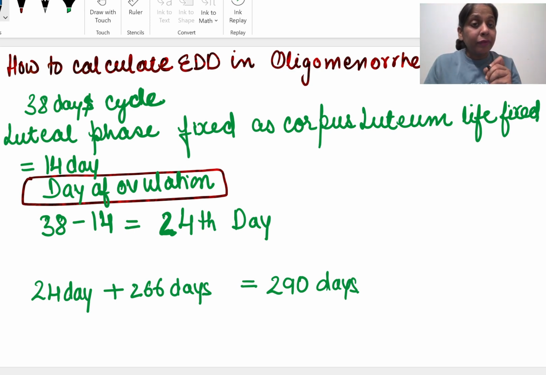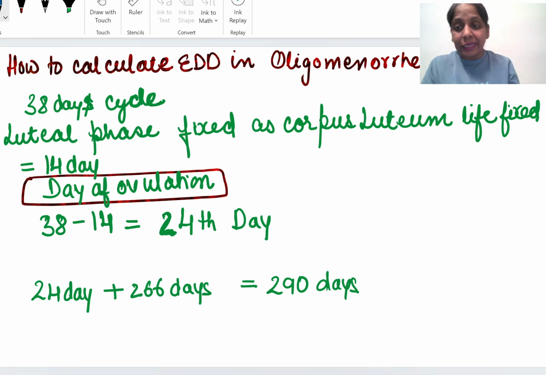Now, whatever we get by Naegeli's formula, we are going to add 10 days more. For example, if by Naegeli's formula we get our EDD as 10th October, it means we are adding 280 days to the LMP, and we are getting our EDD as 10th October. Now, if we add 290 days to the LMP, our EDD will be 20th October. It means the EDD will be at 290 days.